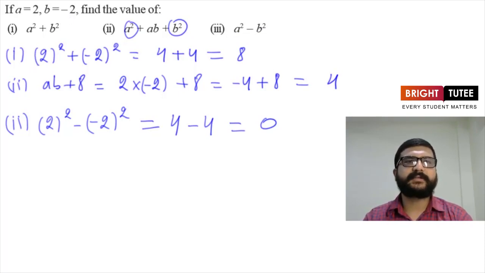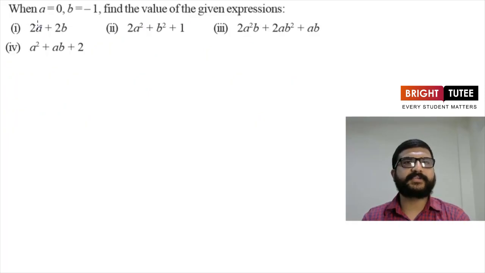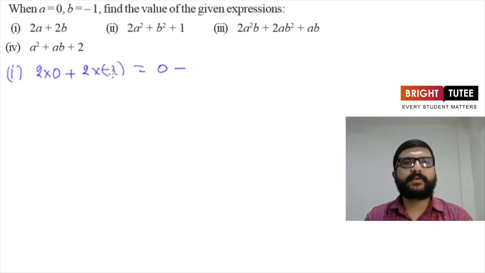Now let's move to the next question. Now here is the next question. When a is equal to 0 and b is minus 1, then the value of the given expressions is, we have to find value of these given expressions when a is equal to 0 and b is minus 1. So let's do it for the first one. We'll put a equal to 0 here and b equal to minus 1. So this will give us 2 into 0 plus 2 into minus 1. Now 2 into 0 is 0. Then 2 into minus 1, it is minus 2. Now 0 minus 2, it is minus 2.